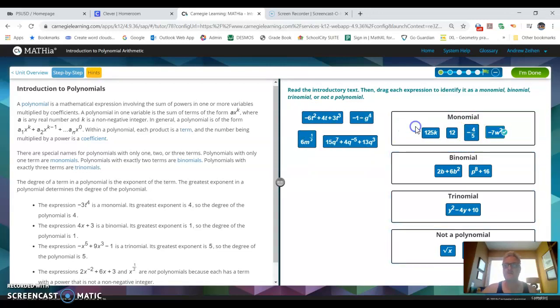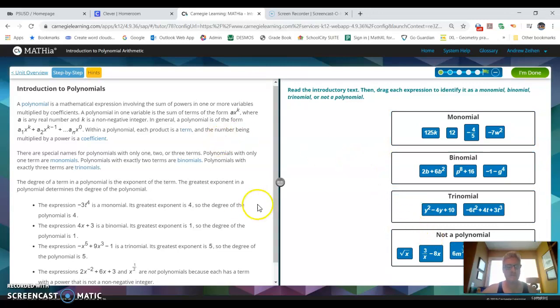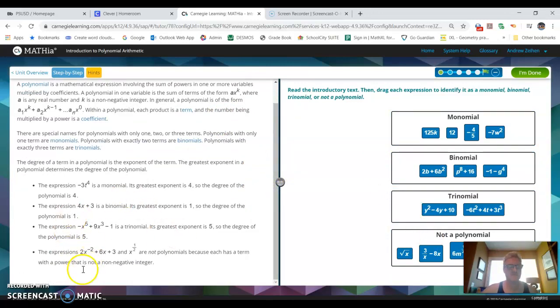This looks like another monomial. This is not in standard form, but it's still a trinomial. This has 2 terms. That's a binomial. I have a fractional exponent, so that's not a polynomial. That's not one of these things, so don't get tricked up on that. And then look, we have a negative exponent again. That's not going to be a polynomial either. Okay, so then they do have some examples over here as well, why that's not a polynomial. All right, let's go to the next one.